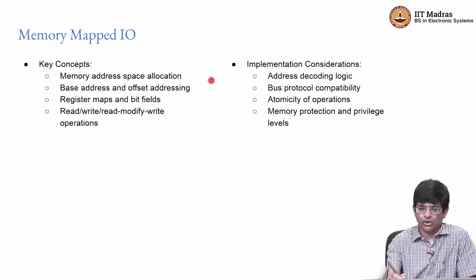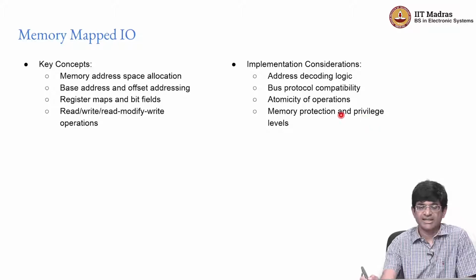Now, of course, when you want to implement memory mapped I/O, there are various things you need to take into account, such as how do you do address decoding, how do you manage the compatibility between the different bus protocols or between the different module interfaces that are handling the bus protocol, right? And certain things such as memory protection and privilege levels that we have not talked about in the course on digital design, but which are important from the point of view of things like operating systems.